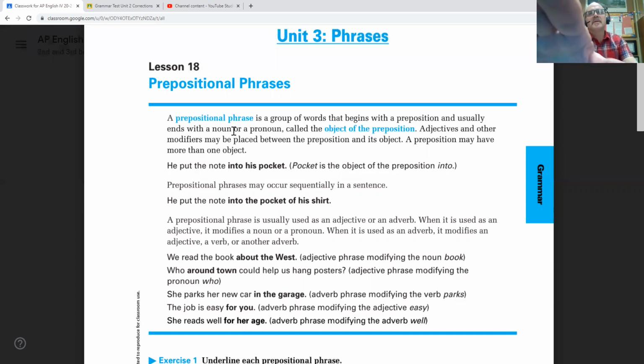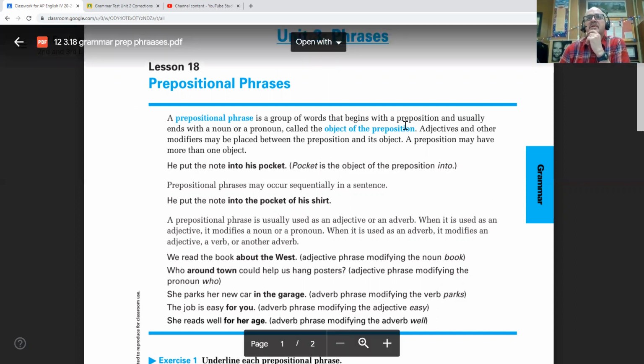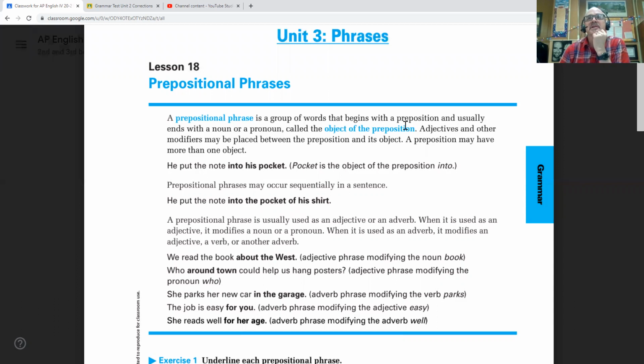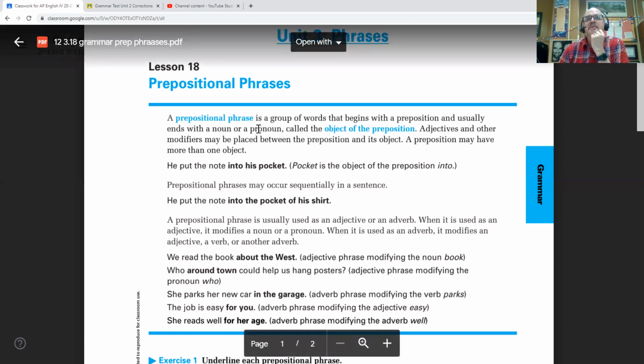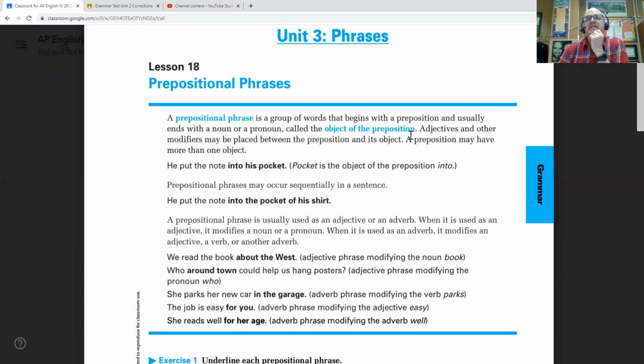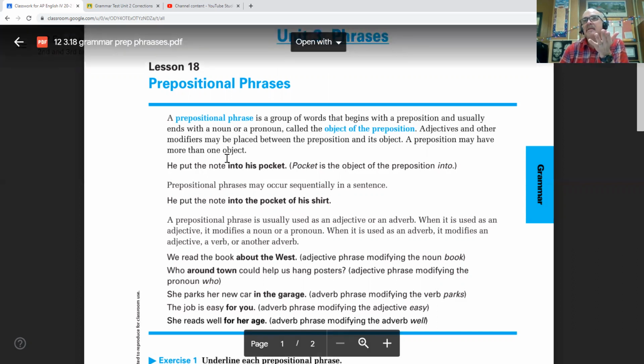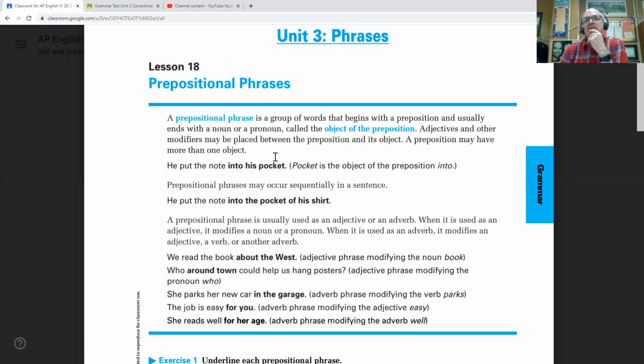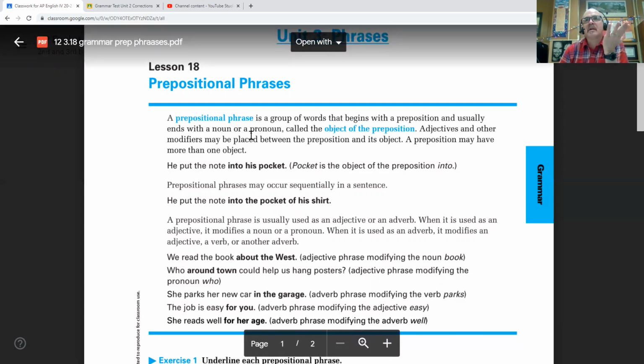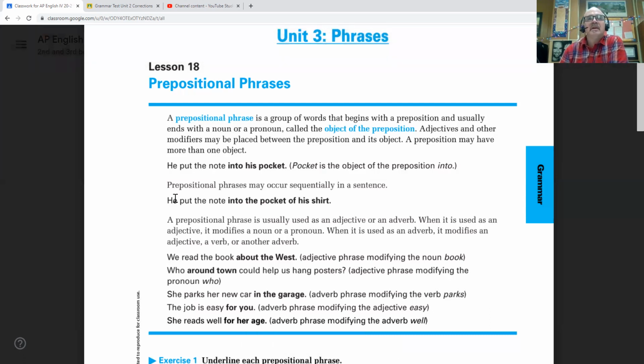I'm sure you're very familiar with that. It's a group of words that begins with a preposition, of course, and you might want to look back at a list of prepositions if you need to, and usually ends with a noun or a pronoun, and that is called the object of the preposition. So it's always going to start with a preposition, and it's always going to end with that noun or pronoun that's the object. Adjectives and other modifiers like a, an, or the, and any other number of adjectives might be between those, and that's what can make it a little bit longer. And you can have more than one object, a compound object, just like anything else can be compound. They can also be kind of stacked on top of each other too.